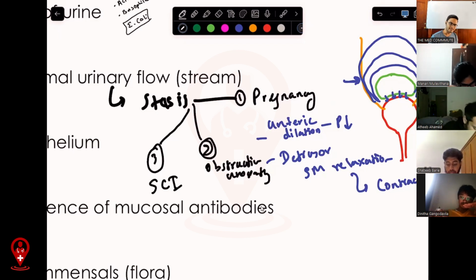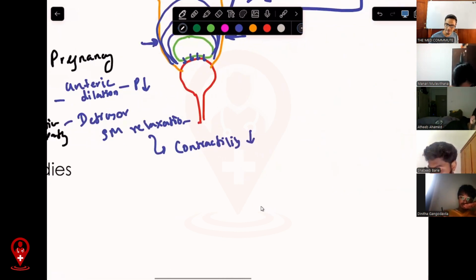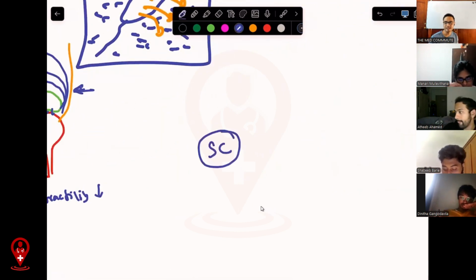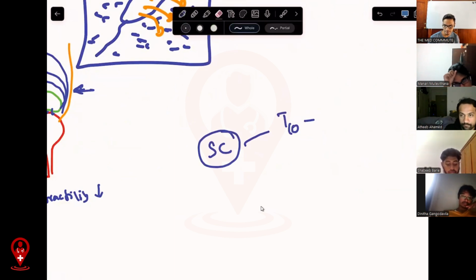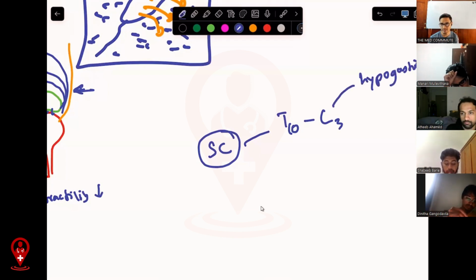Now, to understand spinal cord injury, we need to talk a little bit about the sympathetic nervous system and its effects on urination. Usually, if we take the spinal cord, the sympathetic outflow from around T10 to L3 comes to the bladder. What is the nerve? Have you all heard of it? The hypogastric nerve. This is the sympathetic supply to the bladder.